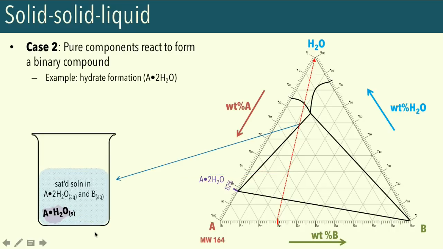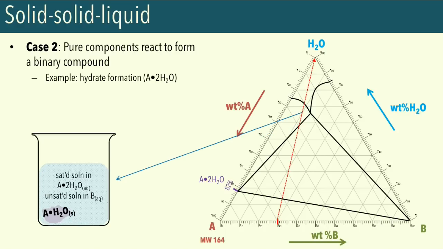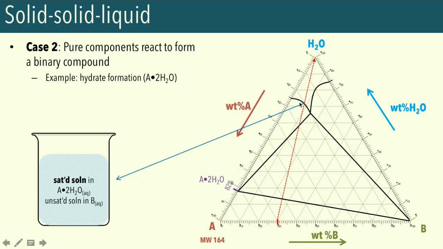If we add more water until we reach this line over here, we have a saturated solution in both our two components, A hydrate and B, but we still have some A hydrate solid present. If we move forward and add more water, we can make our solution now unsaturated in B. But we still have a saturated solution in our A hydrate and we still have some A solid present. That is until we reach this saturating line over here. This is a saturation line of A hydrate. At this point now, you have your saturated solution.